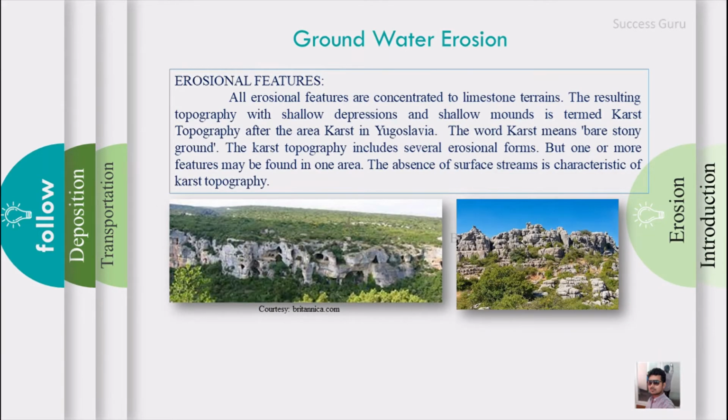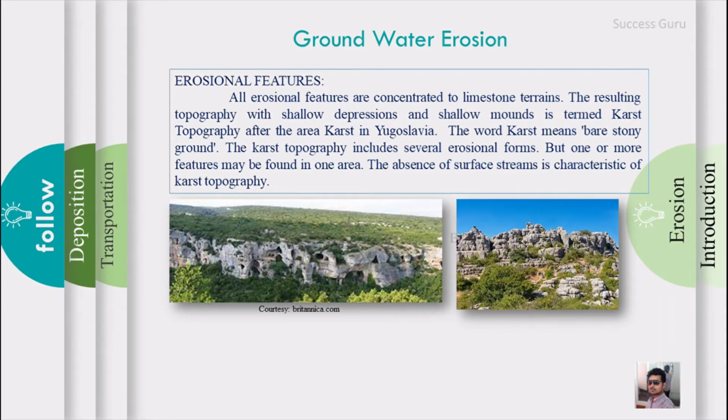So let us see the erosional features. All erosional features are concentrated in limestone terrain, which is more widespread and can be eroded by the groundwater. The resulting topography with a shallow depression and shallow mound is termed as the karst topography. It is named after the area Karst in Yugoslavia. The word karst means bare, stony ground.